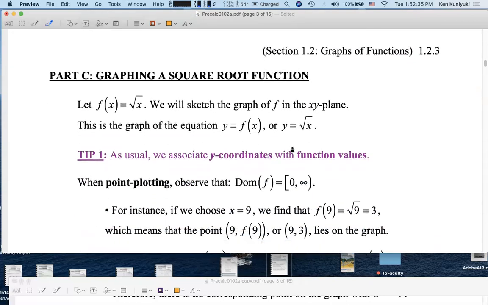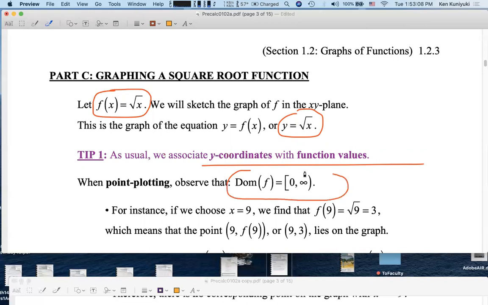Okay, as an example, we're going to graph the square root function, where f of x equals the principal square root of x. In other words, we're going to graph y equals root x. In the usual setup, we can replace f of x with y. Function values are y coordinates. First off, it would help to consider the domain of the function. This is often the first question we ask about a function. What is its domain?